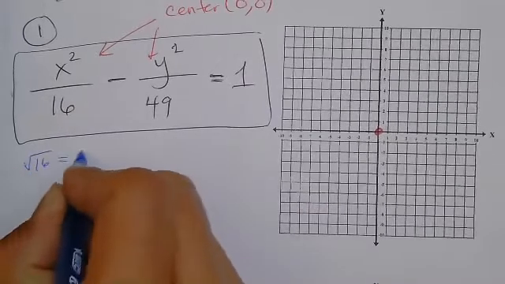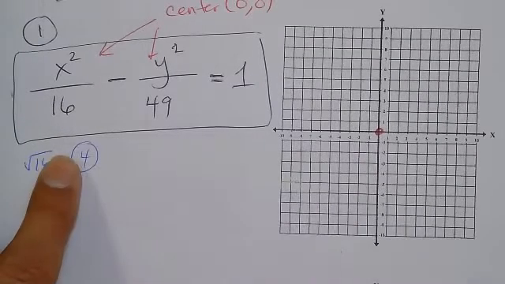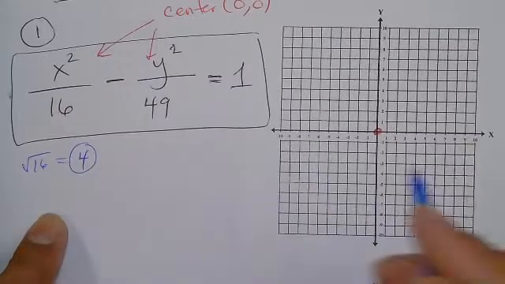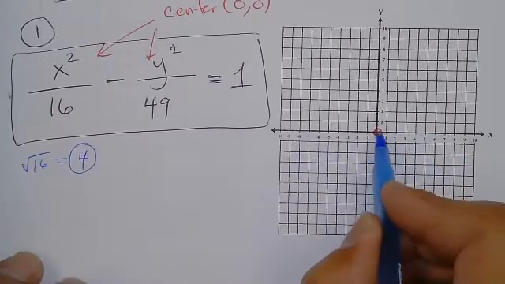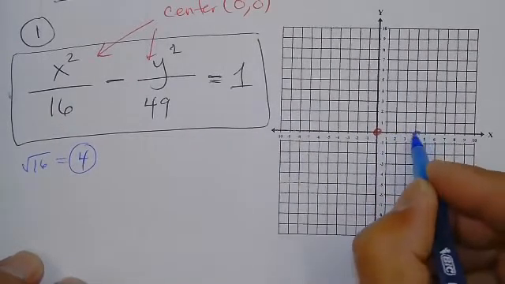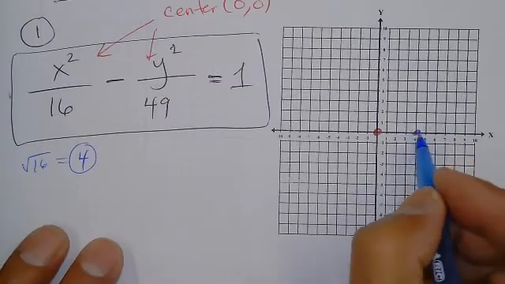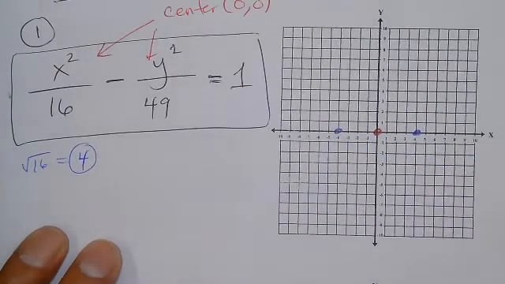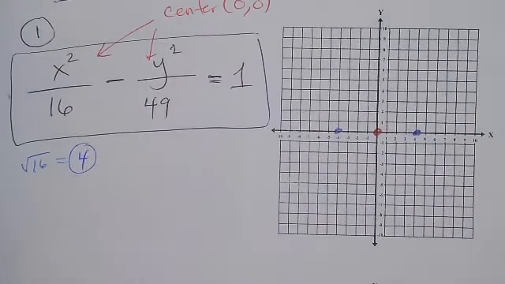The square root of 16 is what? 4. What does that tell you? And it's under the x. So what does that tell you? That on the x, which is left and right, you're going to go 4. Yeah. 1, 2, 3, 4. Put a nice vertex there, a dot right there. And 1, 2, 3, 4 right there. You good? That's easy. We've done that before.